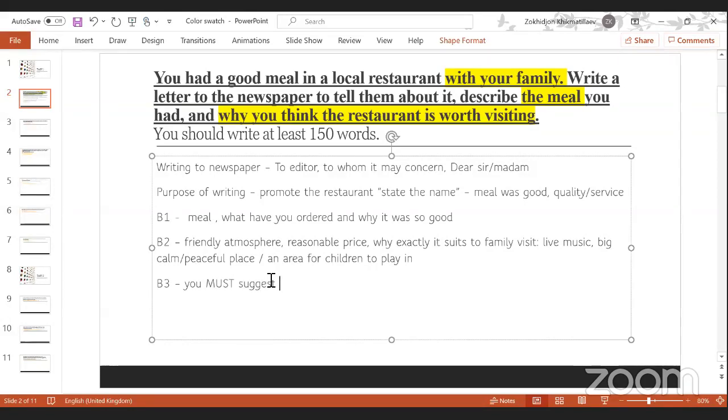Because you should have a purpose of writing about this restaurant, right? So the purpose of writing is that you're advertising. So you are suggesting this place to others. Okay.